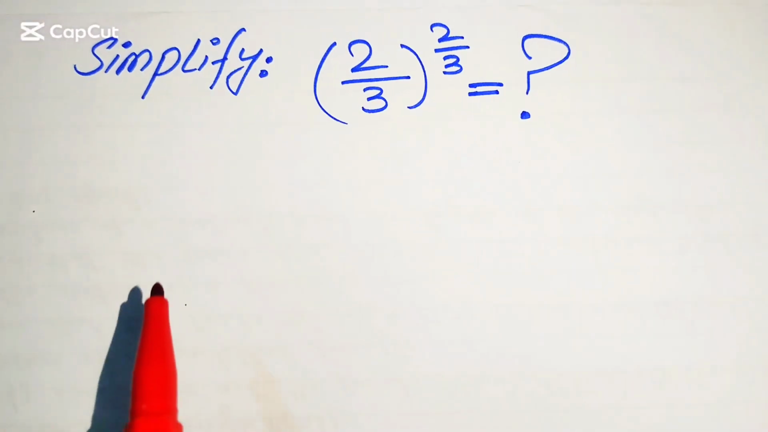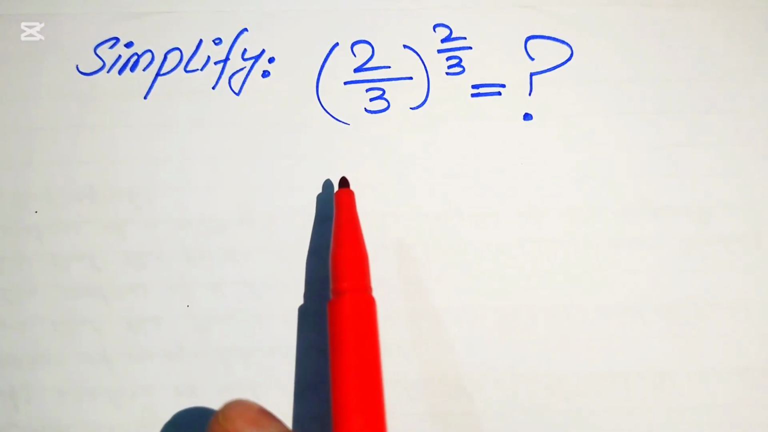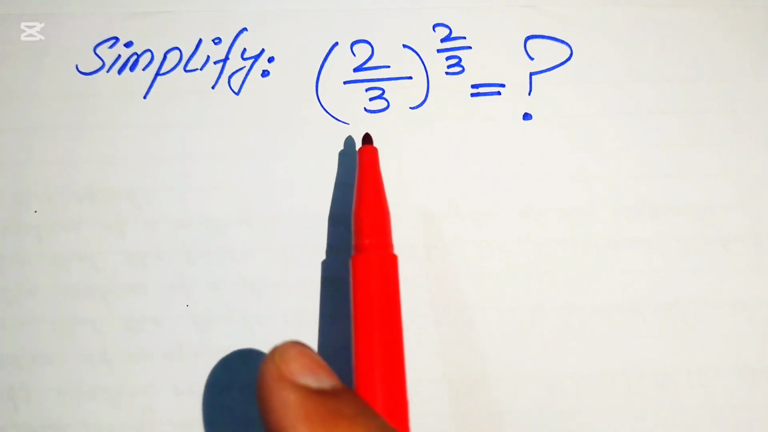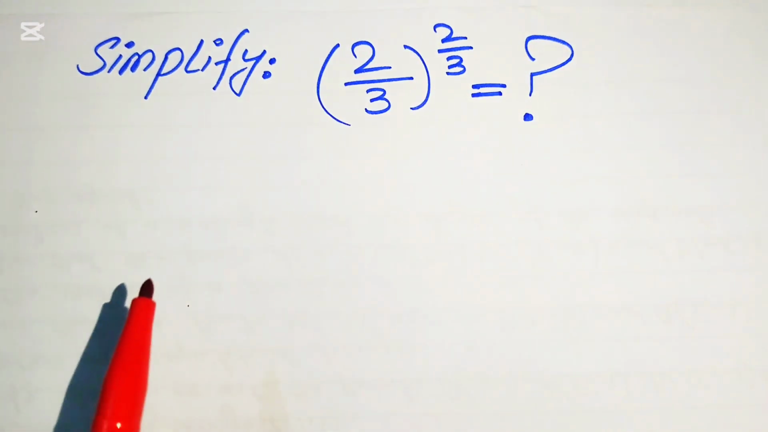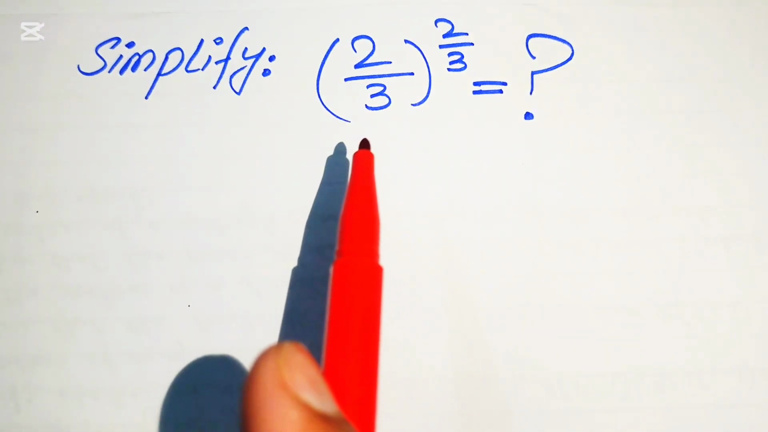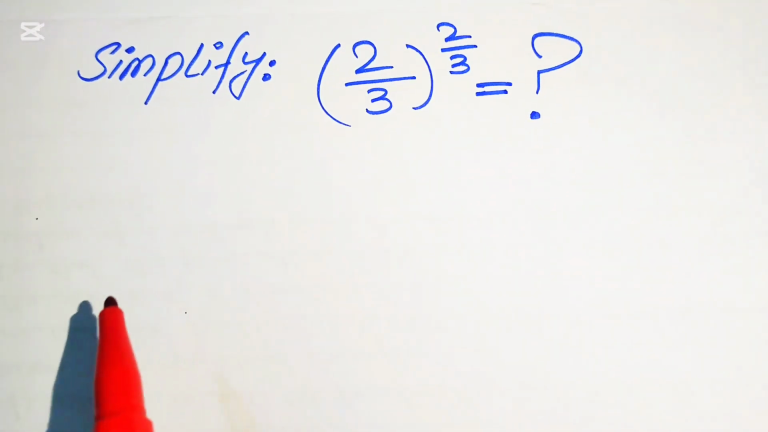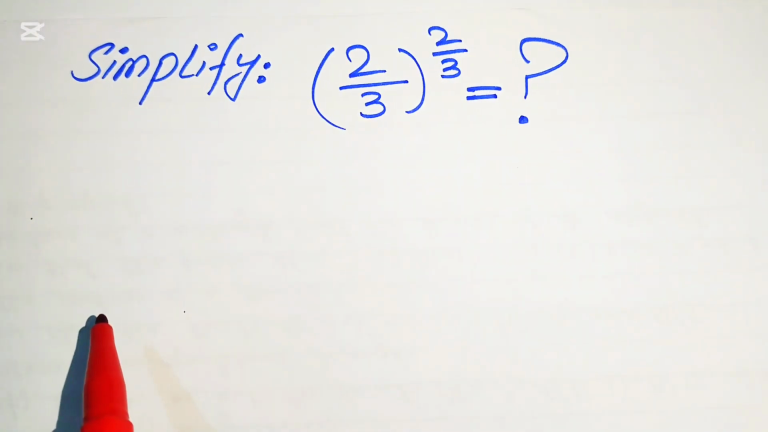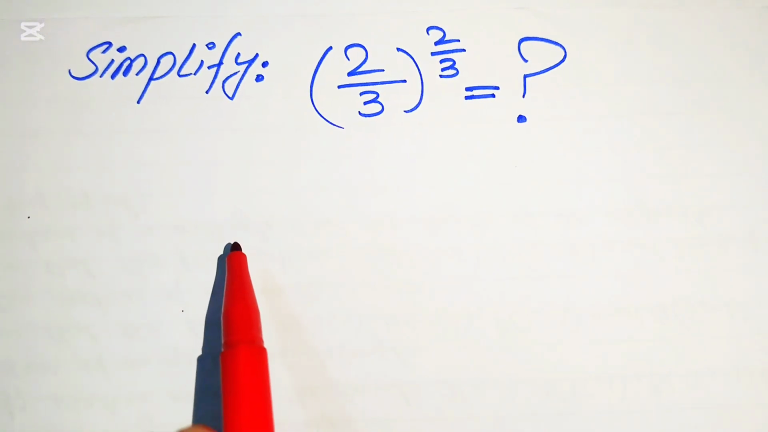Hello everyone, how to simplify this nice algebraic expression into the simplified form. So we have 2 over 3 and its exponent is 2 over 3. We need to simplify this algebraic expression by using the radical or exponential laws. Here I can give you the solution of this problem step by step. I hope you like this video.